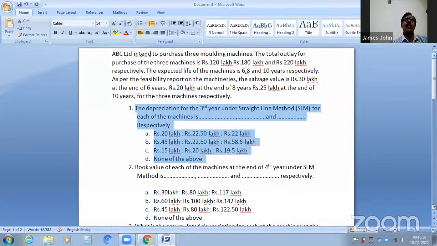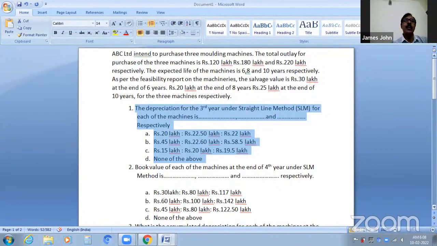Look at another example. 1 lakh is the original cost. Useful life is 10 years and there is no salvage value. How do you calculate the depreciation under straight line method? It is 1 lakh minus 0, that means 1 lakh divided by 10. It means 10,000. That means first year 10,000, second year 10,000, and up to the last 10th year also 10,000. This is what straight line method is.